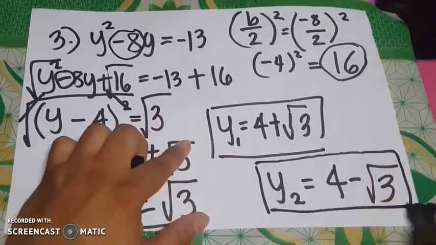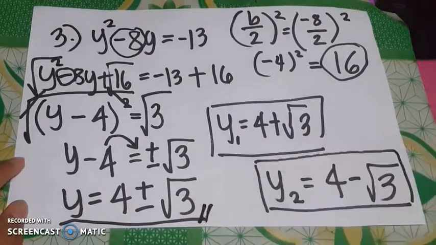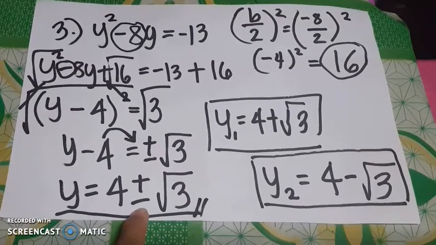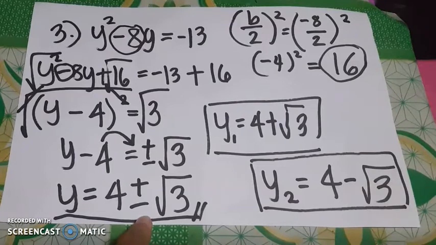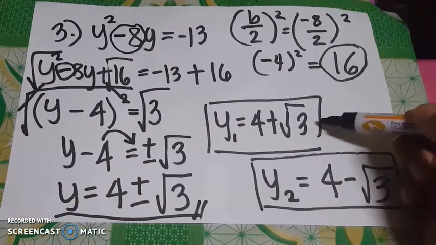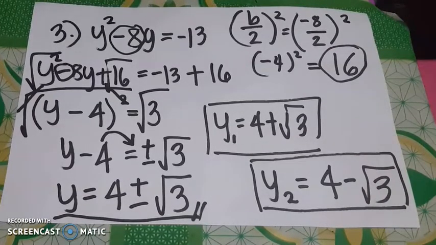But we are already accepting it if your answer is like this. This is already enough when you answer a problem just like this. But if you want to be sure that you are getting two solutions of the given quadratic equation, you can separate the plus or minus. So it will come up just like this as 4 plus square root of 3 and 4 minus square root of 3. So that's how we answer problem number 3.